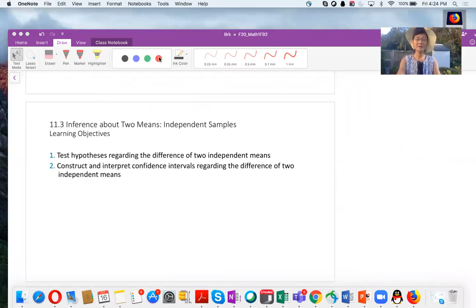Learning objectives. Test hypothesis regarding the difference of two independent sample population means. Construct and interpret confidence intervals regarding the difference of two independent population means.